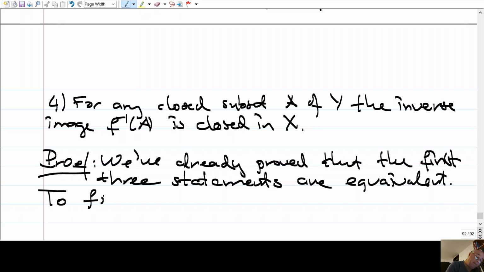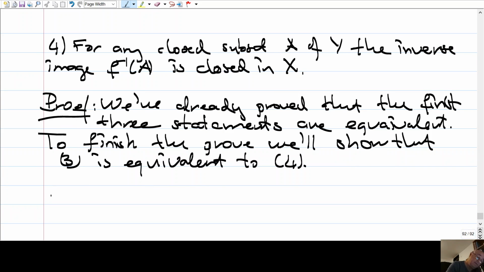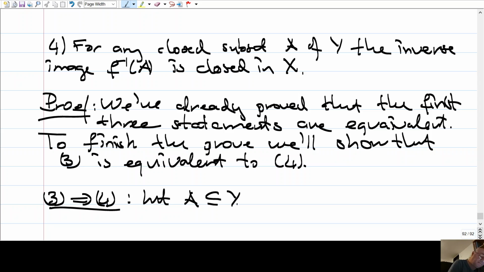To finish the proof, we will show that 3 is equivalent to 4. Okay, how can we show that? Let's see. 3 implies 4. I am assuming here that the inverse image of any open set is open, and I must show that the inverse image of any closed set is closed. So let me start with a closed set. Let A be any closed subset. I must show that the inverse image of A is closed.